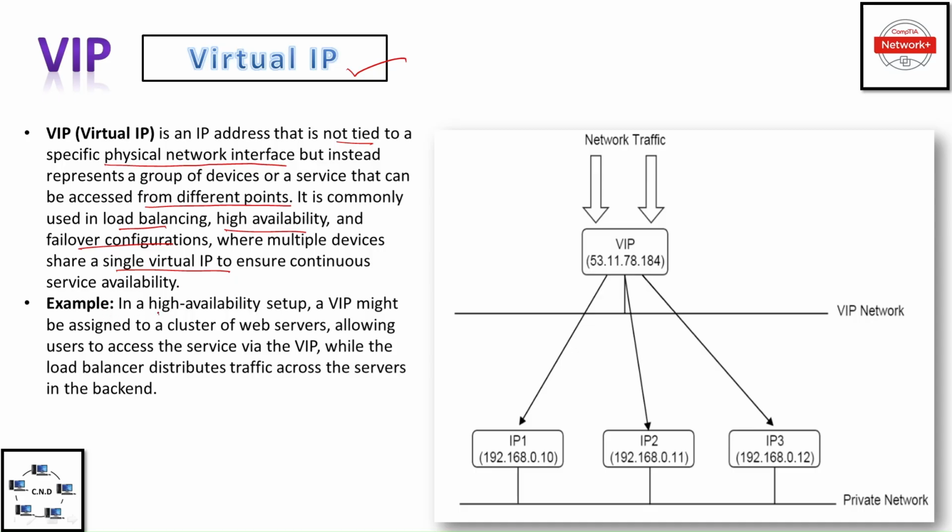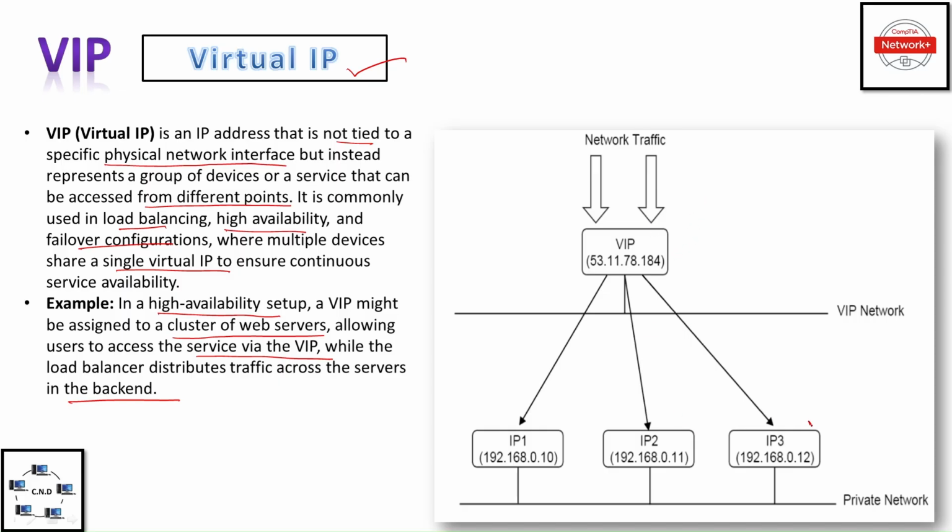For example, in a high availability setup, a virtual IP might be assigned to a cluster of web servers, allowing users to access the service via the VIP, while the load balancer distributes the traffic across the servers in the backend. So this is how it works.